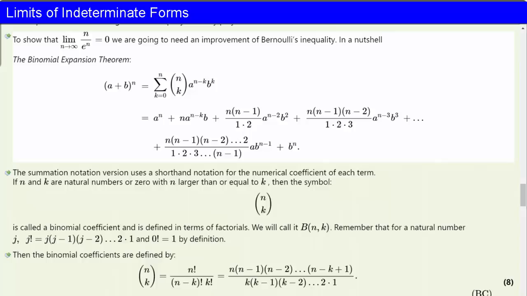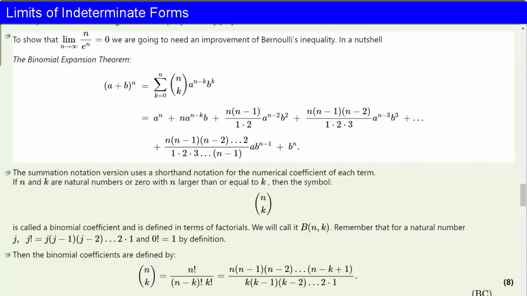To show that the limit as n tends to infinity of n divided by e to the power n is 0, we're going to need an improvement of an inequality, namely Bernoulli's inequality, which we established in an earlier lecture. In fact, we may as well bite the bullet and establish a much stronger result known as the binomial expansion, which gives us Bernoulli's inequality and all possible improvements of Bernoulli's inequality.